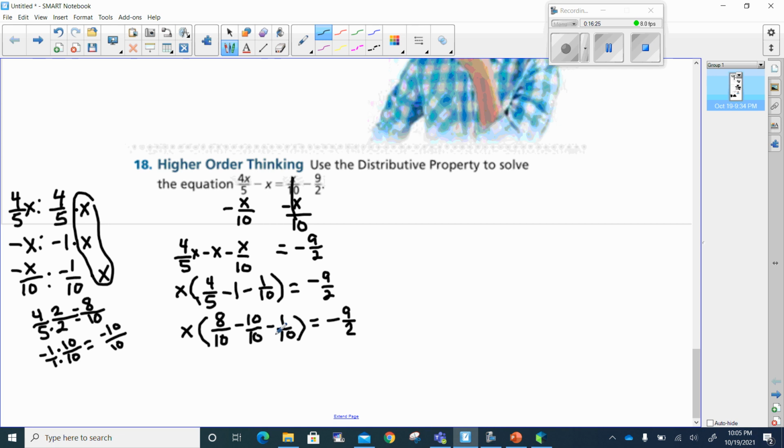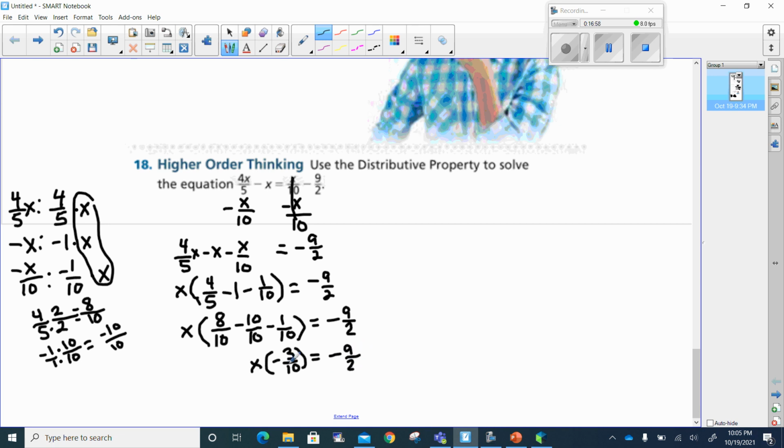I will combine these, right? This is 8 minus 10. That's a negative 2. And negative 2 minus 1 would be negative 3. So from what I see, this is going to be negative 3 over 10 times x equals negative 9 over 2.